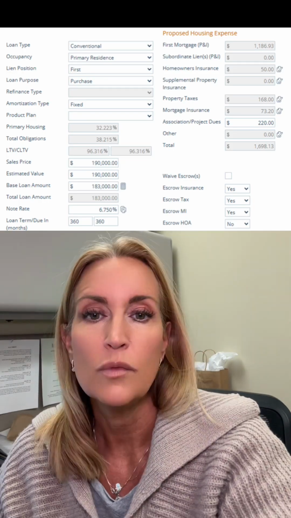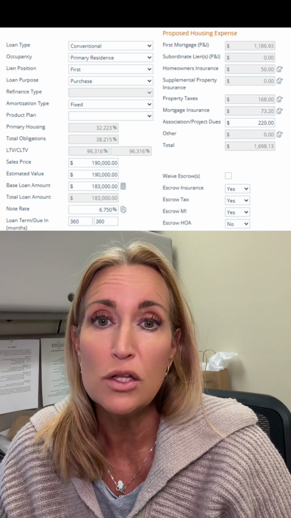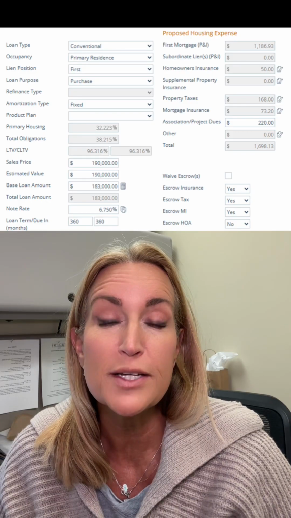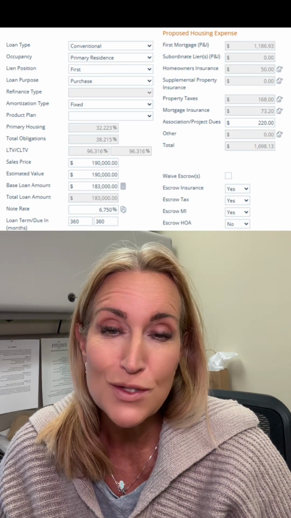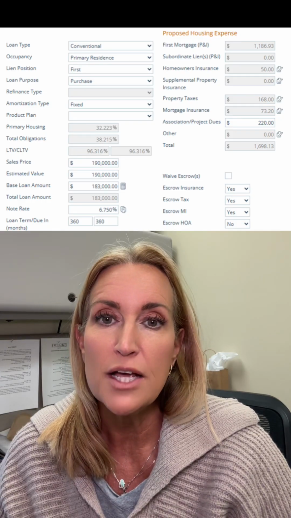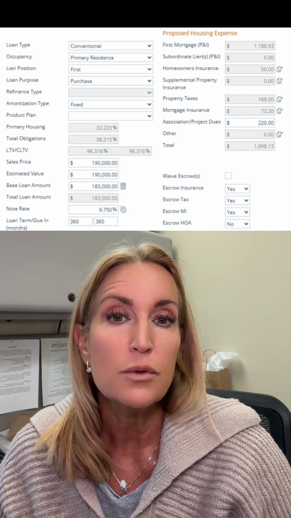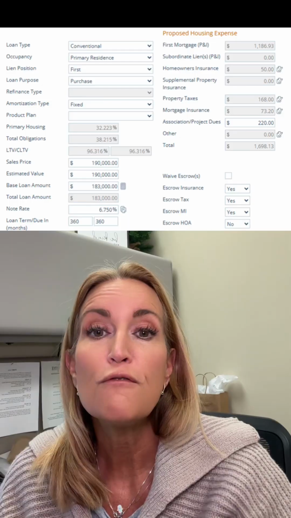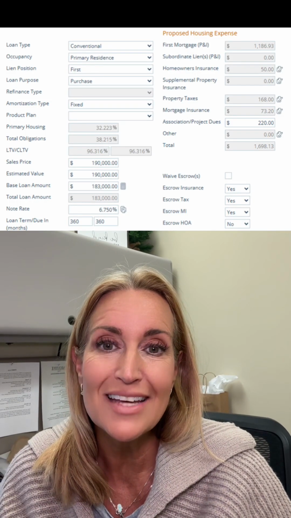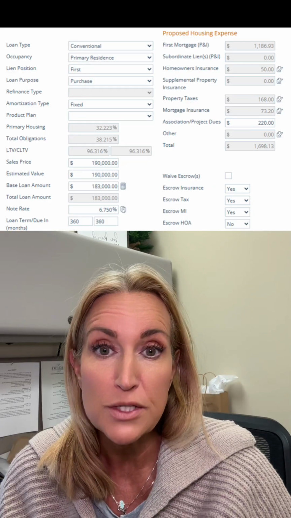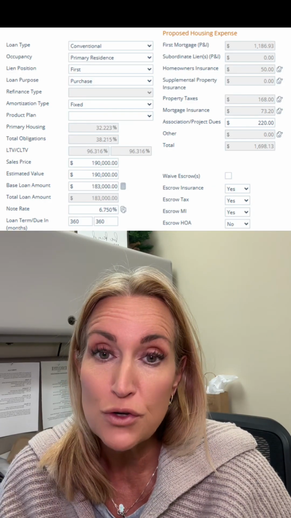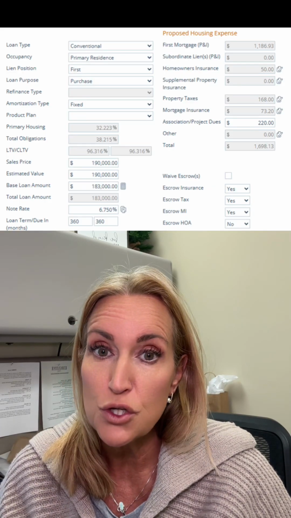Loan term talks about how long or length of the loan. So for example, if we were going to amortize over 30 years, you'll see 360. If we were going to amortize over 15 years, you would see half of that. First mortgage, principal and interest. That is principal and interest only. So it's based on your loan amount and your interest rate, and it's just those two items.